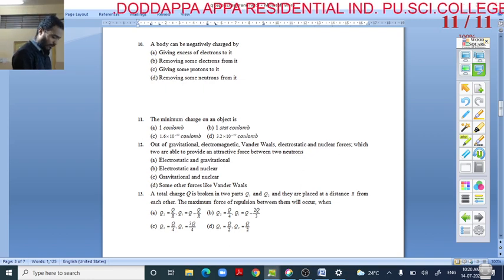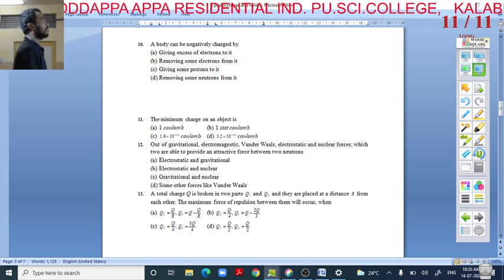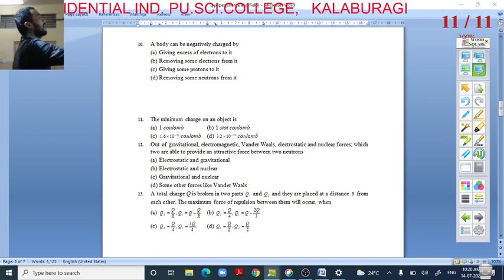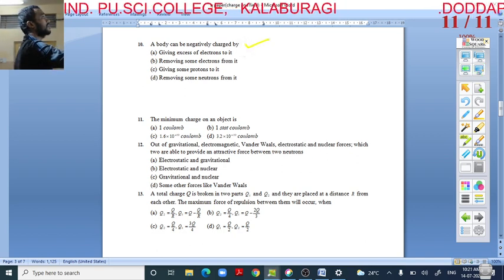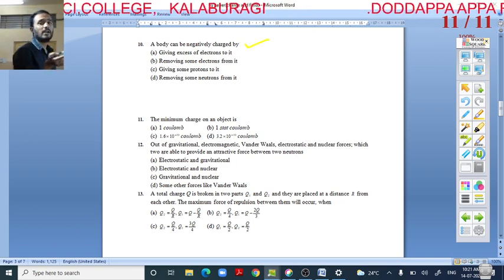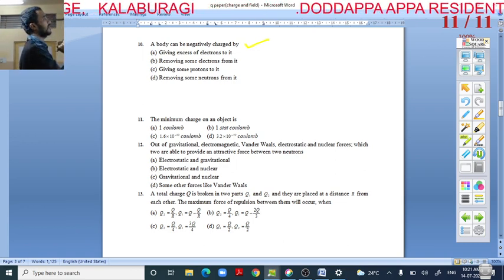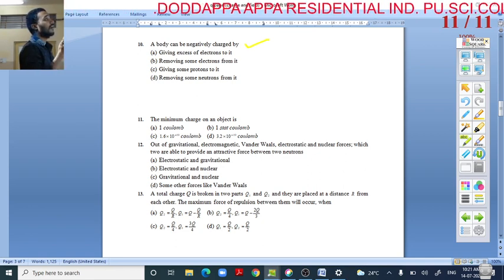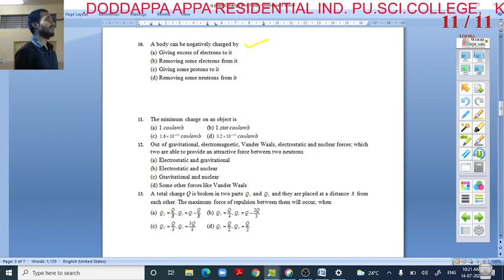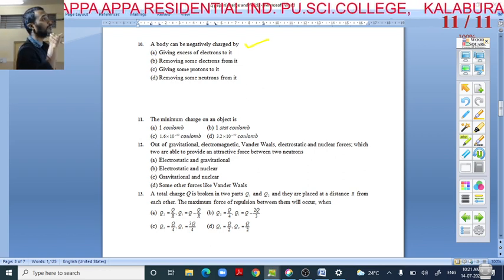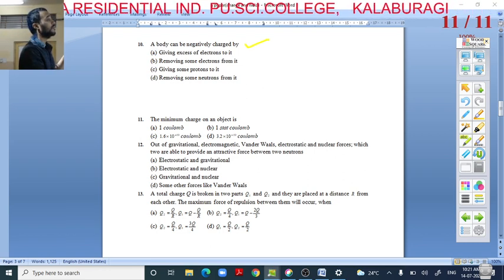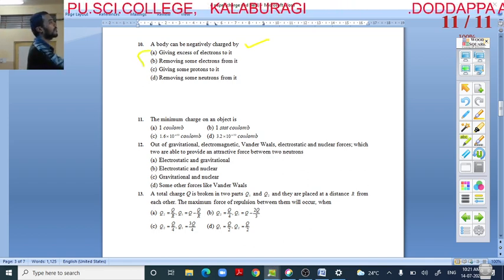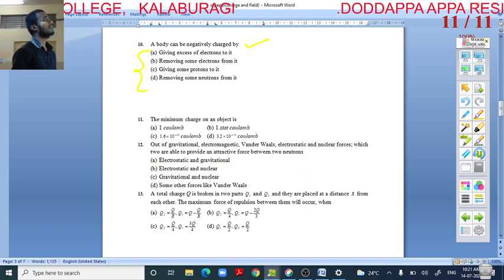Question number 10. A body can be negatively charged by: giving excess of electrons to it, removing some electrons from it, giving some protons to it, removing some neutrons from it. Four options are given.